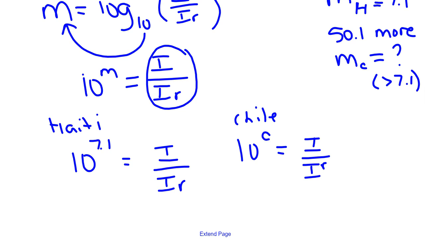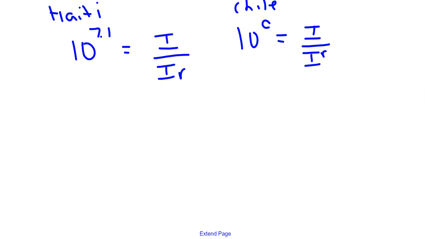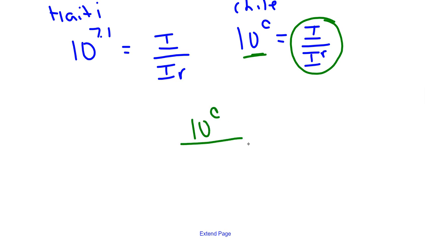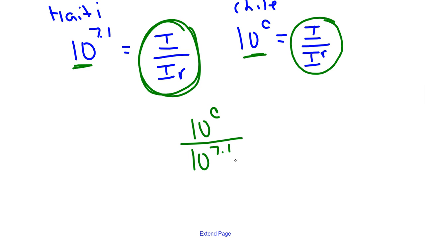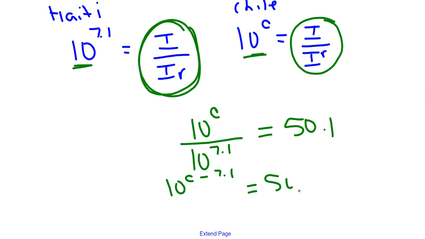Okay, so since these are the ratio of the intensities, I want to compare the intensity factors. So I'm going to take Chile's ratio of intensities, which is 10 to the exponent of C, and I'm going to divide that by Haiti's ratio of intensities, which is really 10 to the 7.1. That will equal the difference in intensities of 50.1. So this will be 10 to the C take away 7.1, quotient law, equals 50.1.